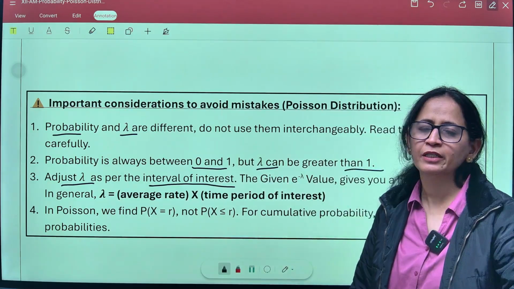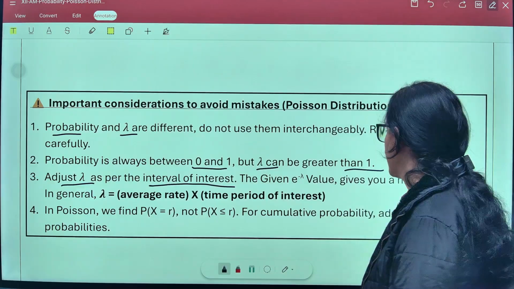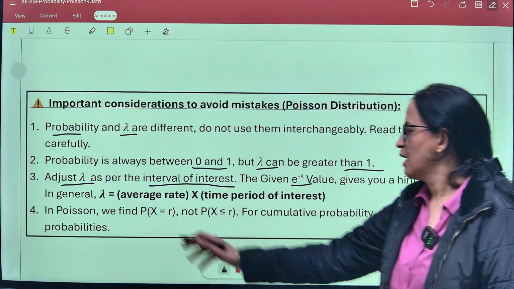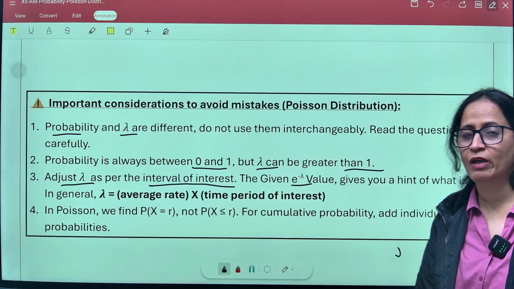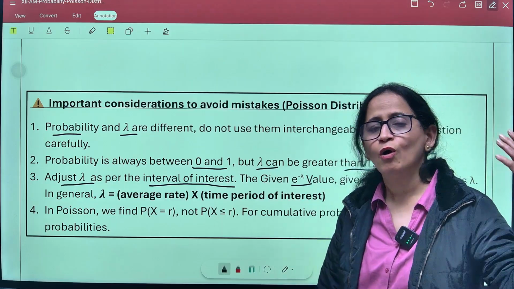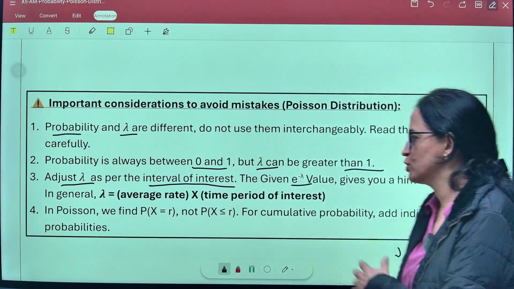for every subpart that you need to solve for your question. So the given value gives you a hint what is lambda. Lambda is average rate into time period of the interest. So for every part, if the sample size is different, if the intended interval is different, always find all the values of lambda and then solve.